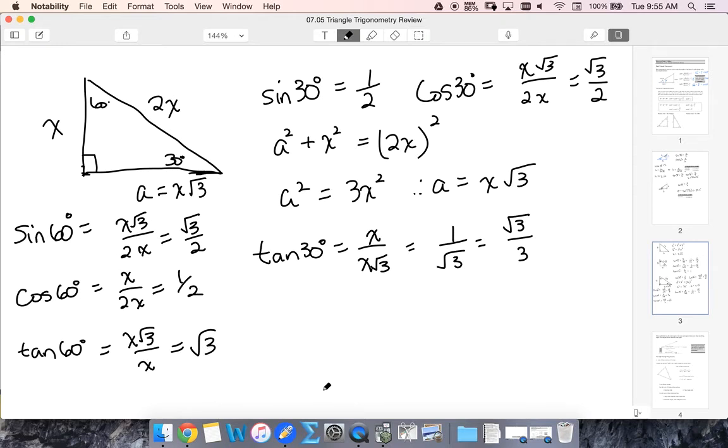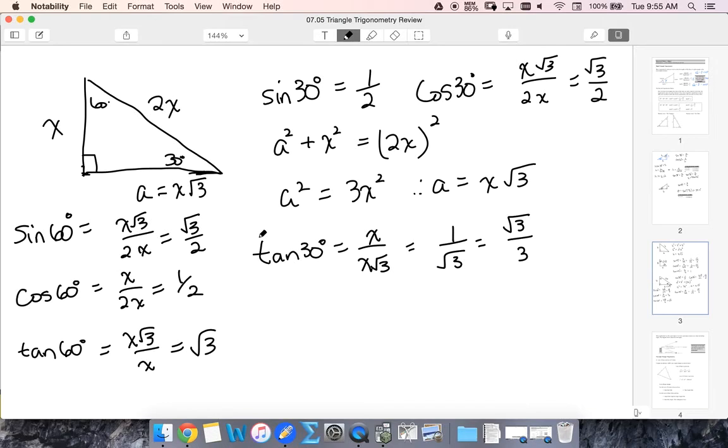So notice that sine of 30 is 1/2, cosine of 60 is 1/2. Well, if we're looking at the opposite angles from each other, that means the opposite and adjacent switch depending on which angle you're talking about. So sine of 30 equals cosine of 60. Sine of 60 is cosine of 30. And there's a trick for remembering all of these.